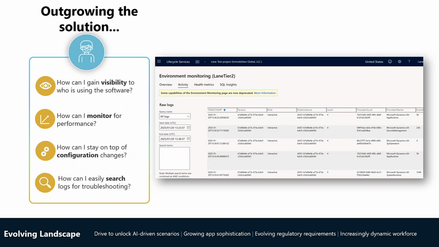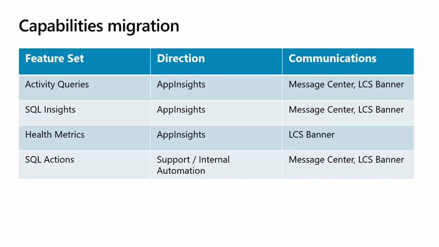And so if we can go to the next slide, hopefully I've started to sell you and open up the idea that a change is needed. And so as we start to look at deprecating some of these capabilities from LCS and Lifecycle Services in general, where are these monitoring capabilities moving to? And hopefully you can see there's really one answer. It is App Insights. All of the searching, the querying, the performance metrics, the SQL insights, all of these things are moving to App Insights in time.